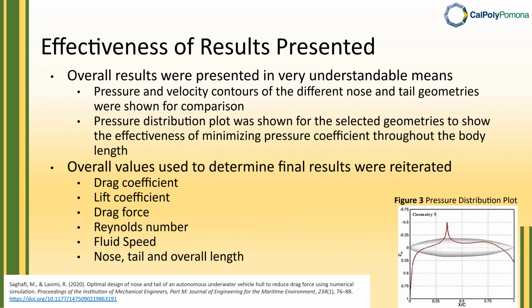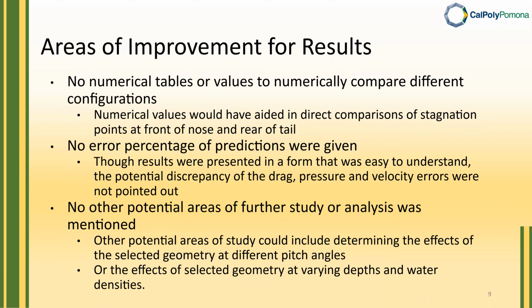The effectiveness of the results presented were very good. They were understandable, and pressure and velocity contours of the different nose and tail geometries were shown for comparison. Pressure distribution plot as well was given, and overall values used to determine final results were reiterated. So the drag coefficient, lift, drag force, Reynolds number, fluid speed, and the nose tail overall length were reiterated. Though there was room for improvement for the results.